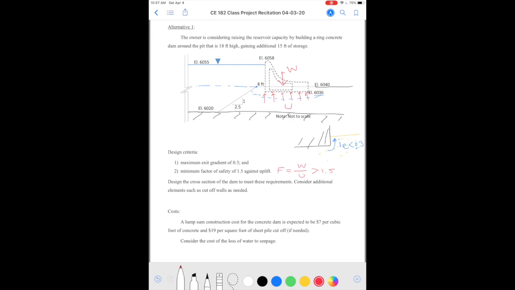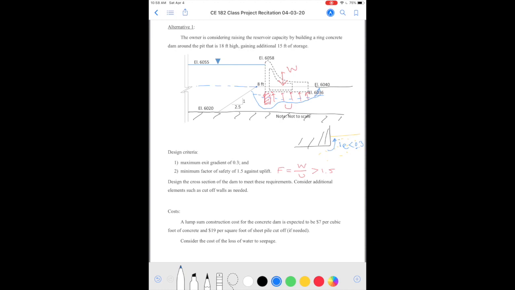So this dam starts at 8 feet from the top of the slope, and it's going to be 4 feet deep. So those two dimensions are fixed. So you can change the length of the dam and make it shorter or longer, or you could also consider adding cutoff walls, right? So that the water goes around it and reduces the exit gradient if it's greater than 0.3. So then it goes to the cost.